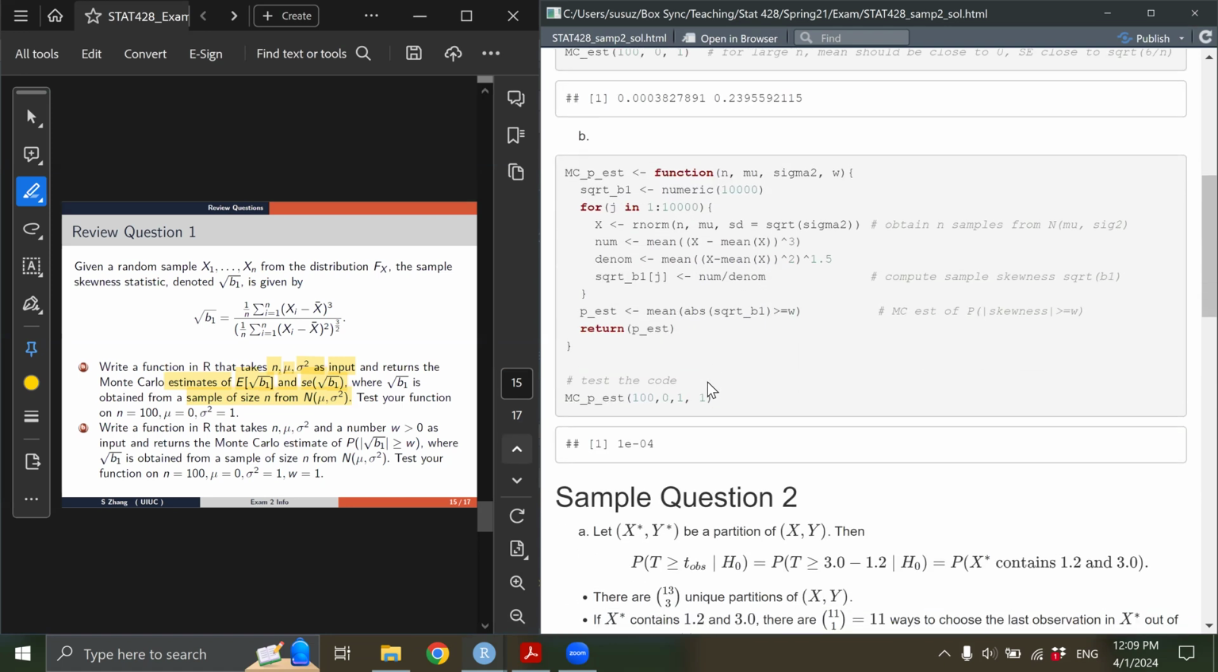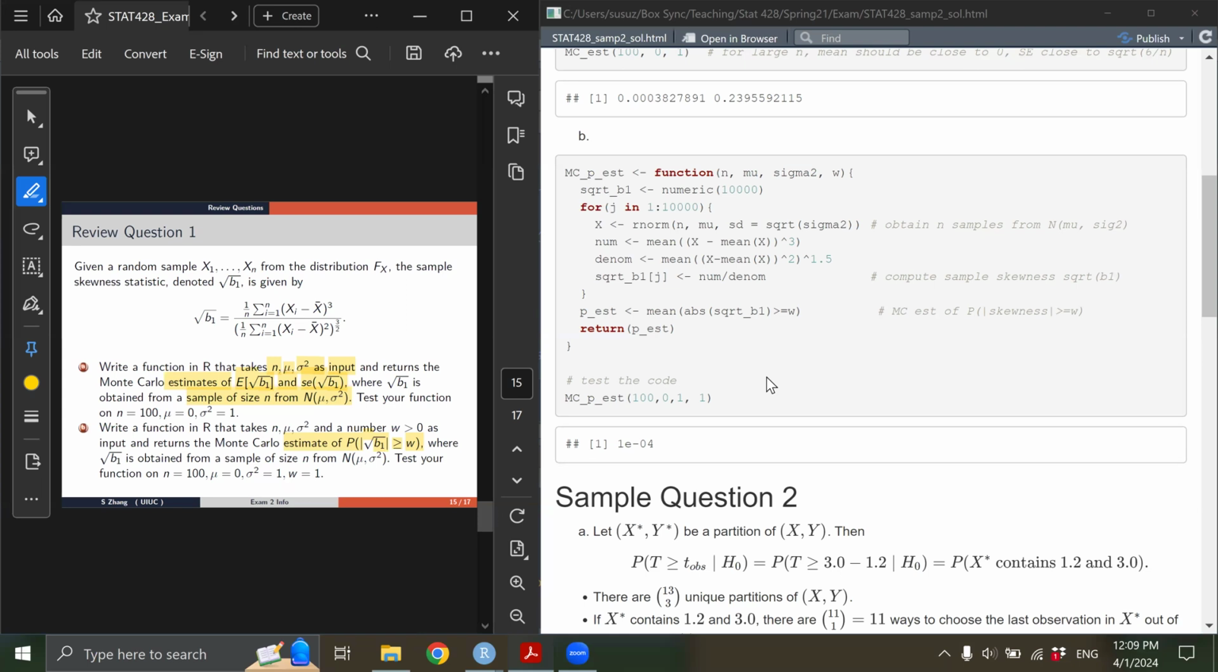So part B is also related to Monte Carlo inference, but this time what you're trying to figure out is the chance that our skewness statistic falls outside some interval. So this time you're interested in estimating the chance that its absolute value exceeds some given constant W. How is this going to be useful? It's very useful when you're doing hypothesis testing, right?